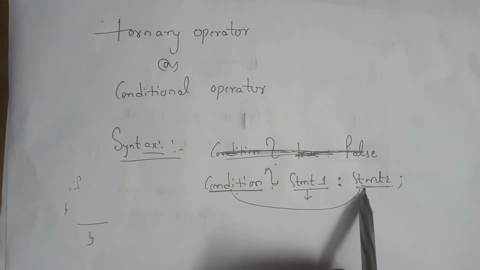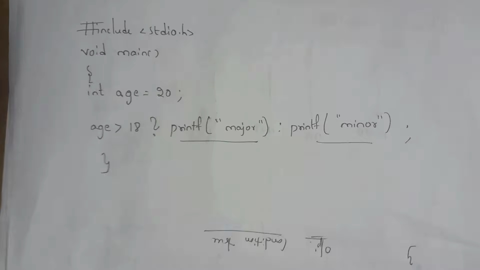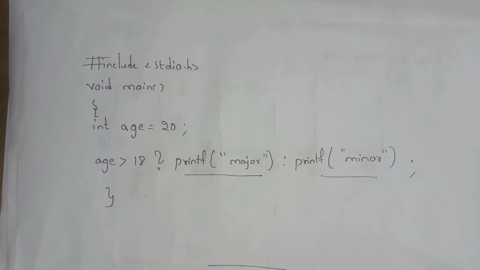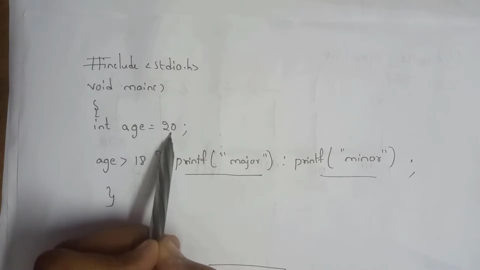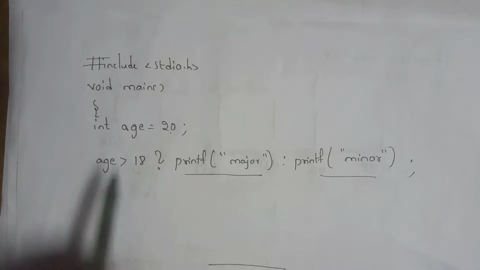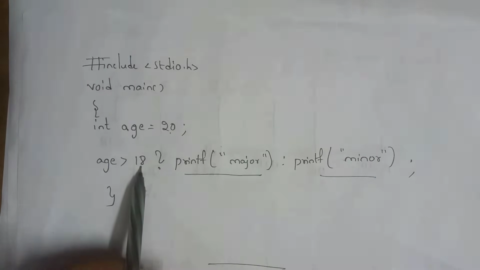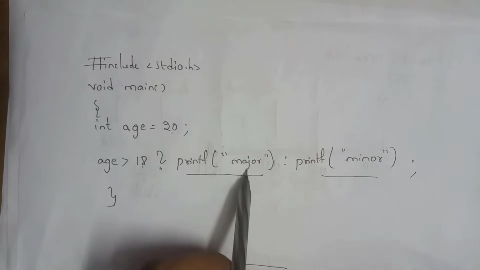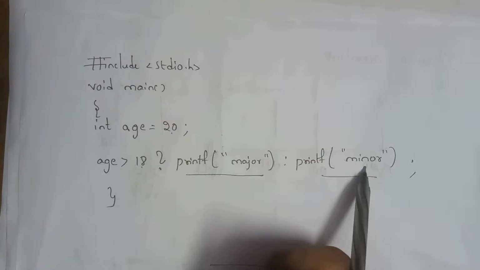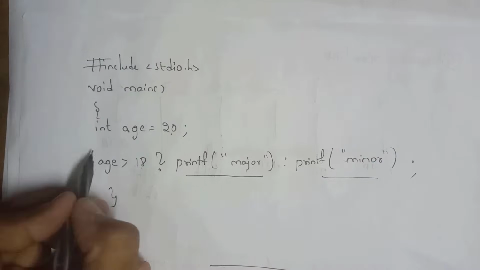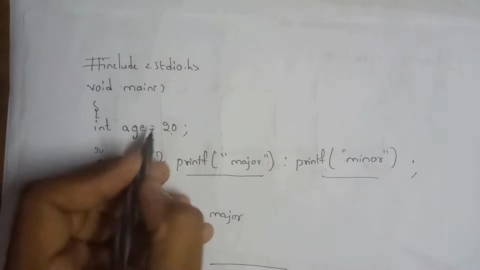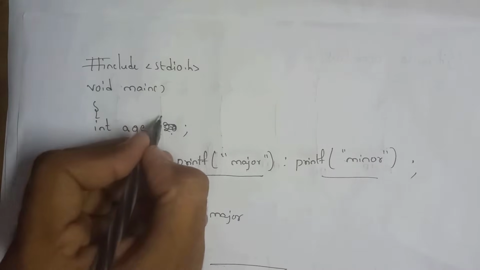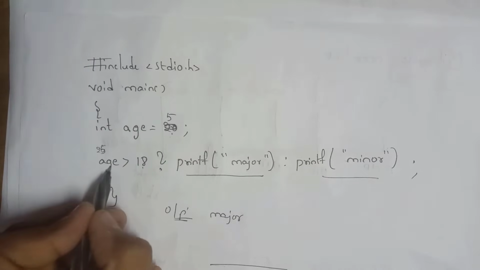I will give one program so that you can clearly understand what this ternary operator is. This is a C program for the ternary operator. Here I took the variable name as age and I gave the value as 20. And now I am giving the condition, that is, if age is greater than 18, then I should get the output as major. Else, I need to get the output as minor. Here I gave age as 20. 20 is greater than 18. The condition is true. Then I will get the output as major. For example, in place of 20, if I give 5 here, 5 is not greater than 18.